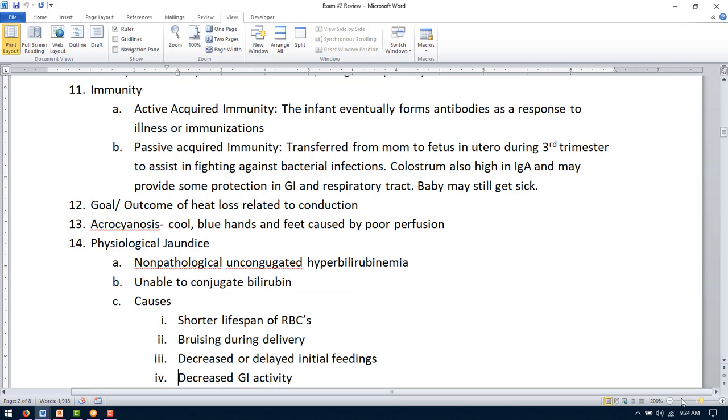Remember that active immunity is when the infant will actually form their own antibodies because of getting sick or getting an immunization. Passive immunity is the immunity that's transferred from mom to baby. Colostrum has a lot of immunity in it, the IgA. But this doesn't make baby invincible.